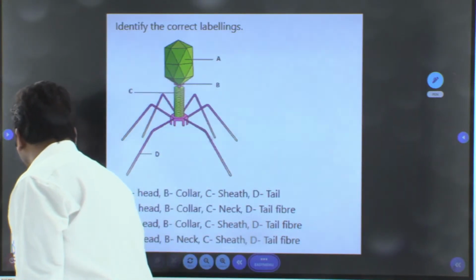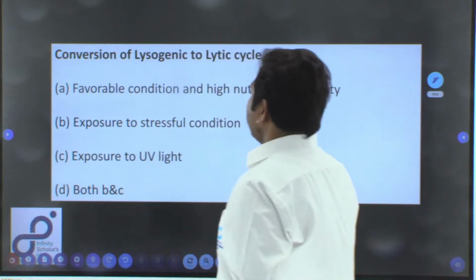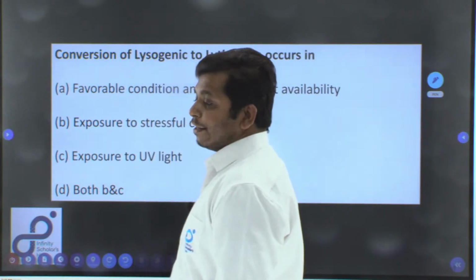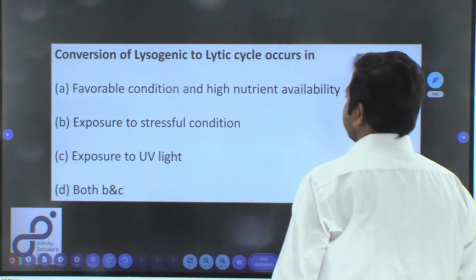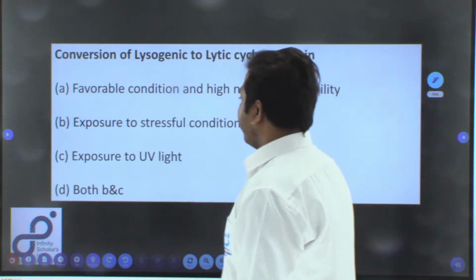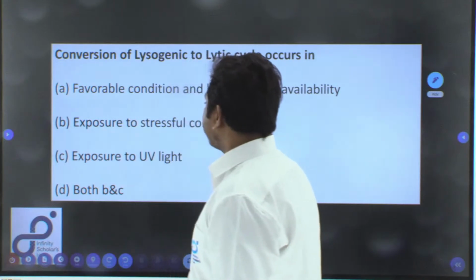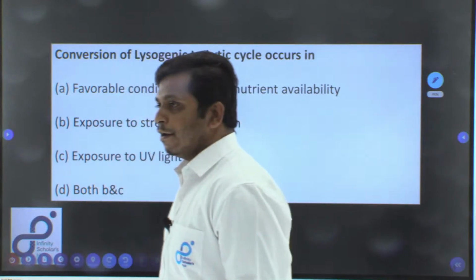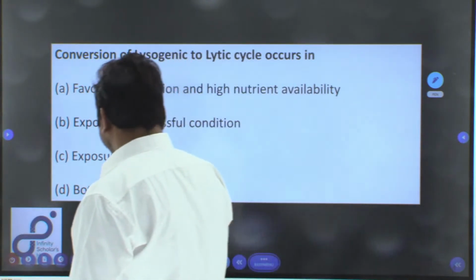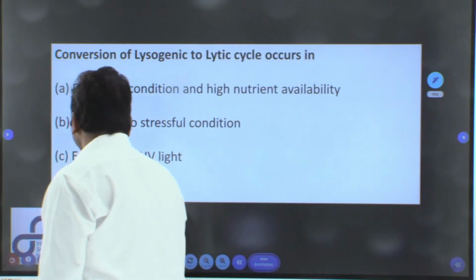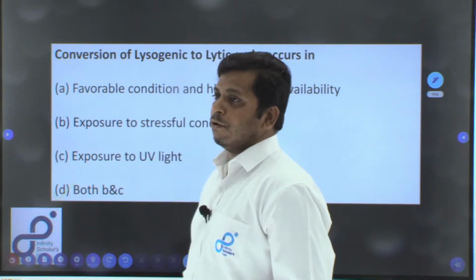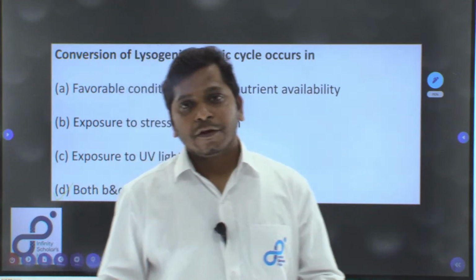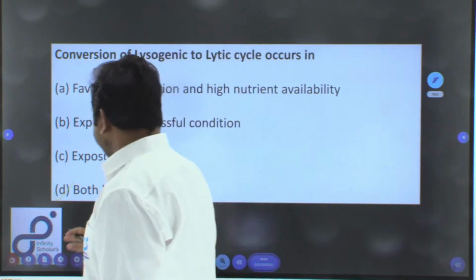Let's look at the other question. Conversion of lysogenic to lytic cycle occurs in: favorable condition and high nutrient availability, exposure to stressful condition, exposure to UV light, both B and C. Hardik is saying it is D, both B and C. Yes, absolutely, it is both B and C. So under stressful conditions including UV, the lysogenic cycle will be converted into a lytic cycle. So this is what we had for today's discussion.